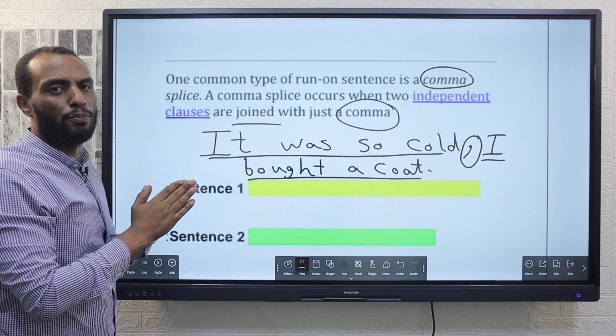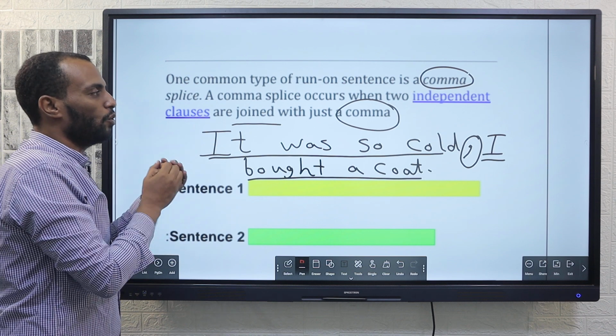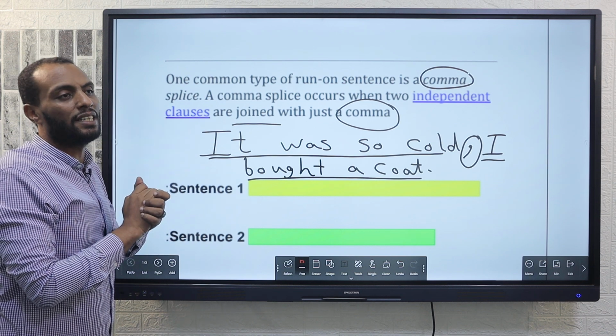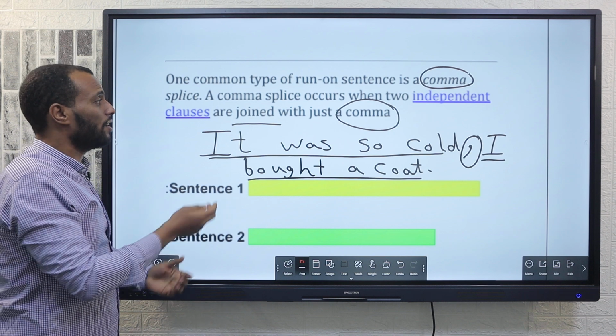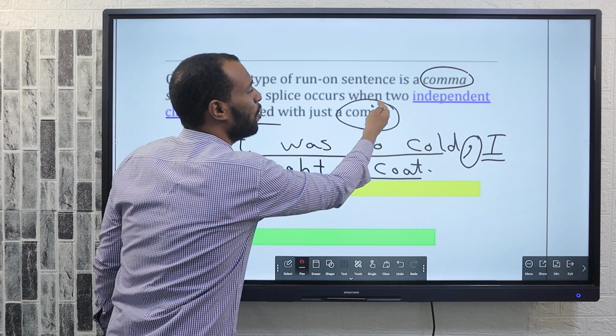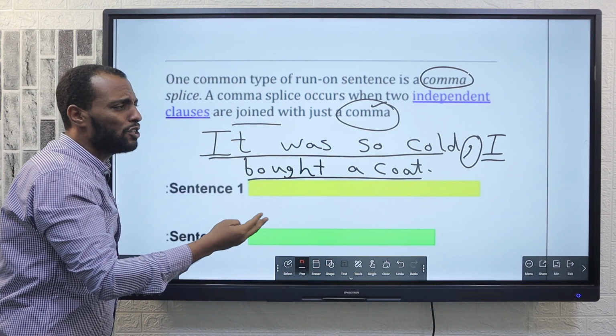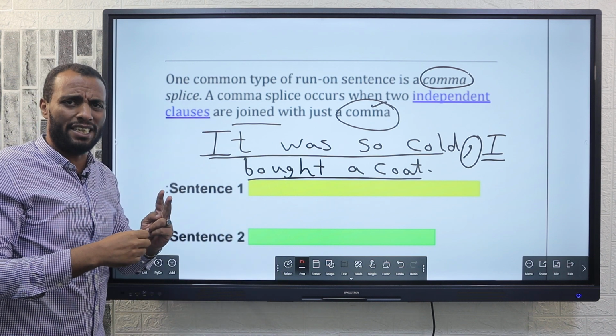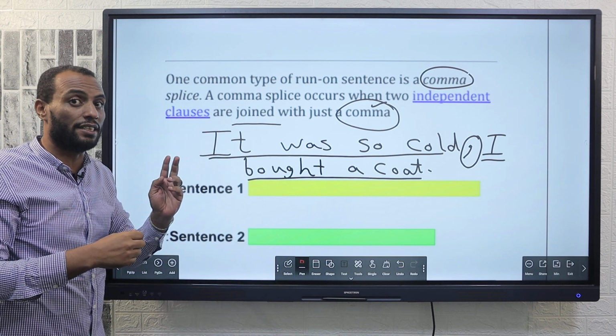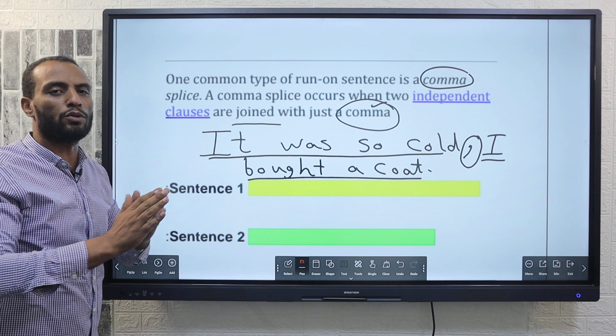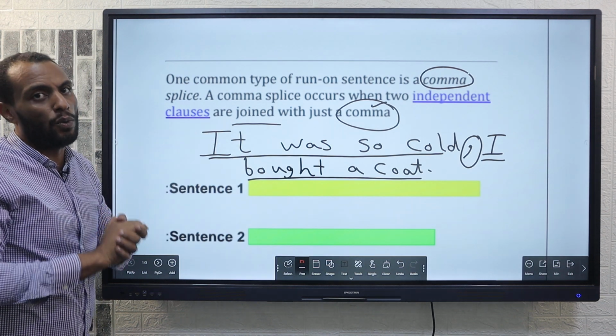You have the same problem. You have the same mistake, which is what? Your sentence is a run-on one. Why, mister? They are joined with what? With a comma. So this means also that you can say two forms of the run-on sentence. The first one without a comma, and then the second one with a comma.